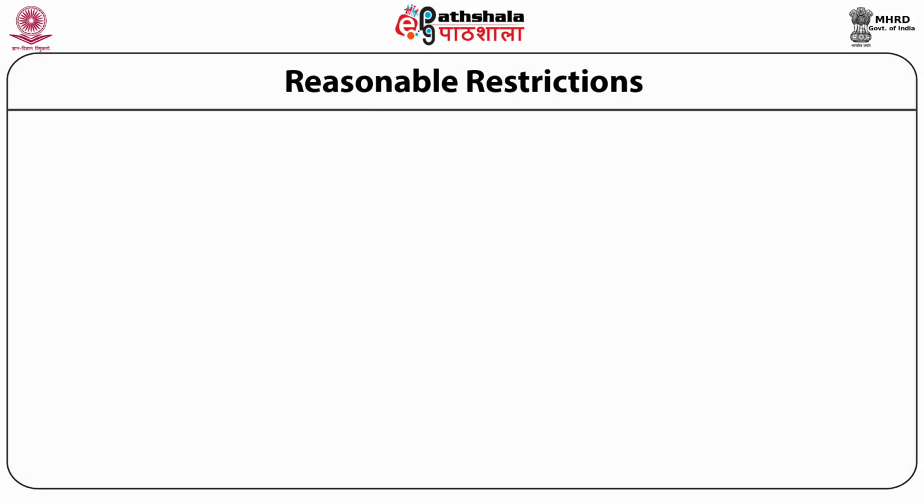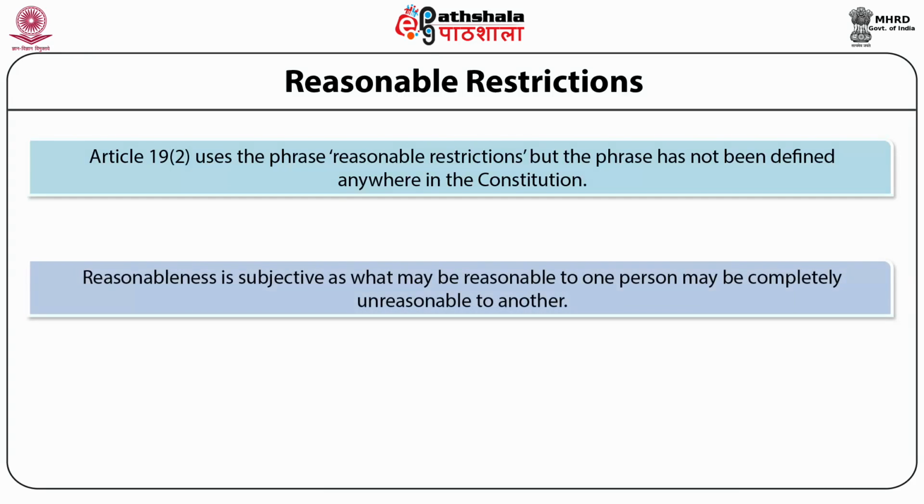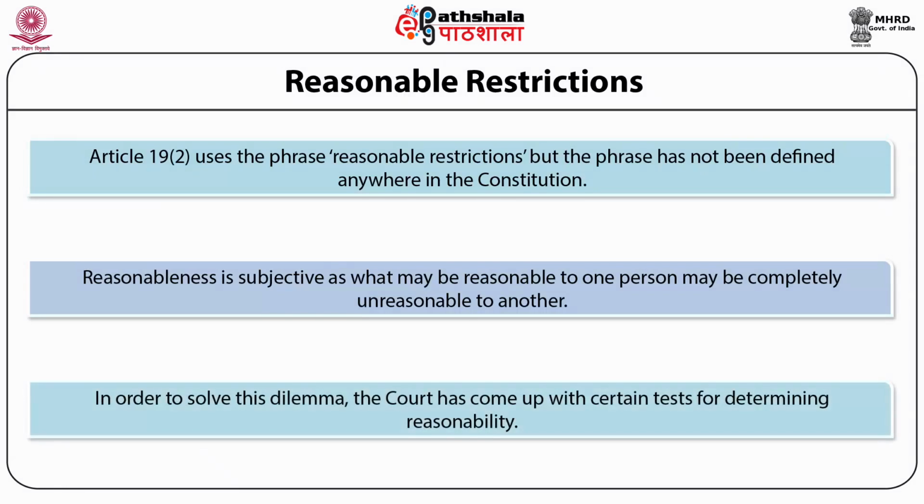Now, let us actually come to the interpretation of the phrase or the term reasonable restrictions. Article 19, Clause 2 uses the phrase reasonable restrictions, but the phrase has not been defined anywhere in the Constitution or any ordinary law. Reasonableness, as all of you might know, is subjective and not objective. What may be reasonable to one person may be completely unreasonable to another person. In order to solve this dilemma, the court has come up with certain tests for determining reasonability.